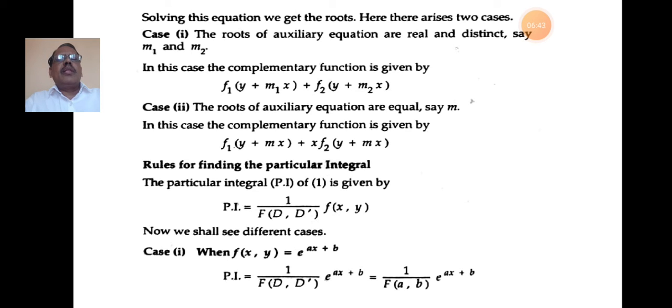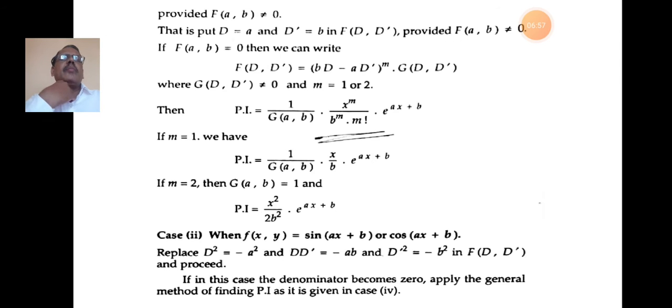So case 1 is f of (x, y) equal to e to the power of (ax + by). Particular integral is 1 by f of (D, D') into e to the power of (ax + by), equal to 1 by f of (a, b). That means you substitute D is equal to a and D' is equal to b in the particular integral, provided f of (a, b) is not equal to 0. That is, put D equal to a and D' equal to b in f of (D, D'), provided f of (a, b) is not equal to 0.